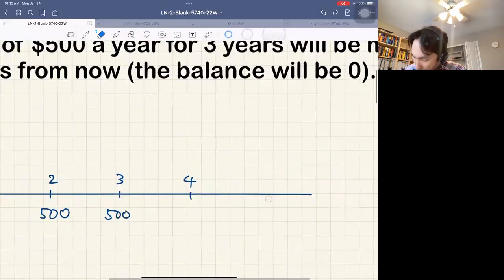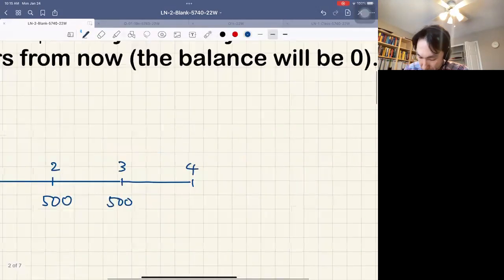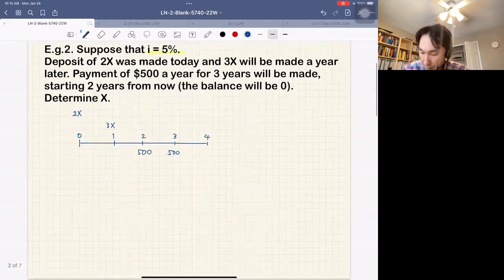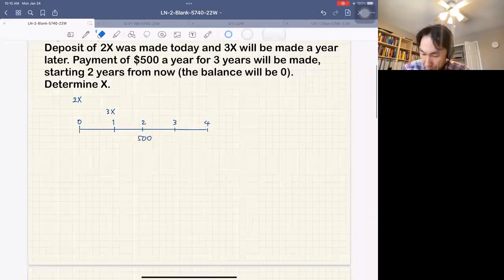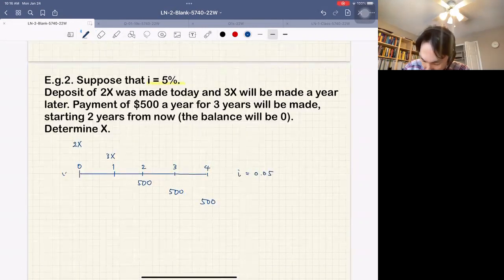I think it does not really work. Okay, so the time diagram should be, maybe I also put 500 here, 500 here. And the interest rate is 5%. And this is for a year.